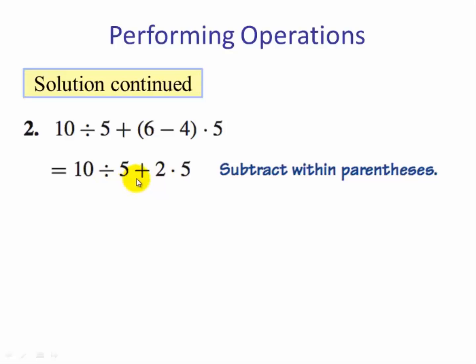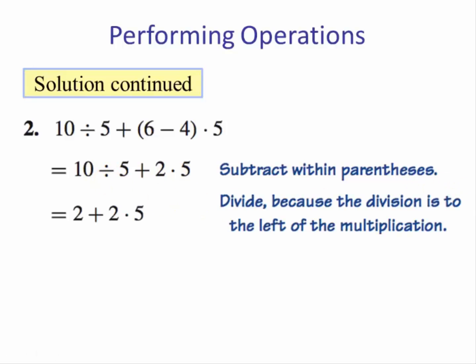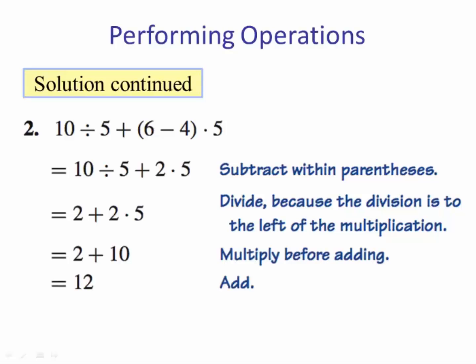We have division, addition, multiplication. So going from left to right, division would come next. So 10 divided by 5 is 2. We have addition, multiplication. We do multiplication next. We get 10. And then finally we add, and the answer is 12.